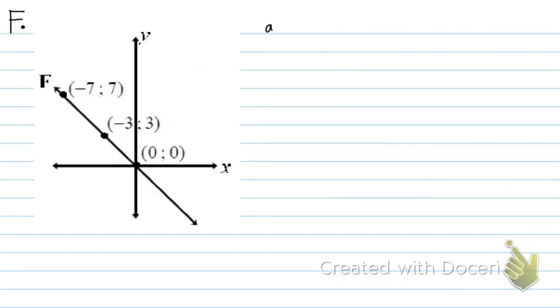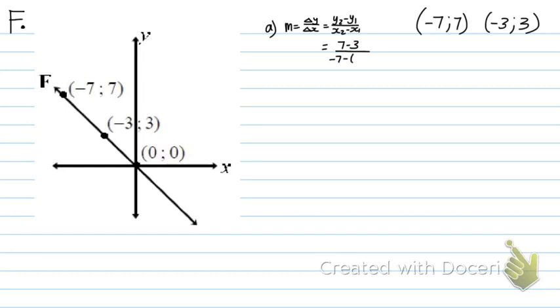Then line F. Okay, A is to determine the gradient. m is delta y over delta x, the difference in y values over the difference in x values. This time I use the points (-7, 7) and (-3, 3). Okay, I substituted in 7 minus 3 over -7 minus -3, which is 4 over -4, gives me -1. Then they ask us, is the gradient positive or negative? It's definitely a negative gradient.